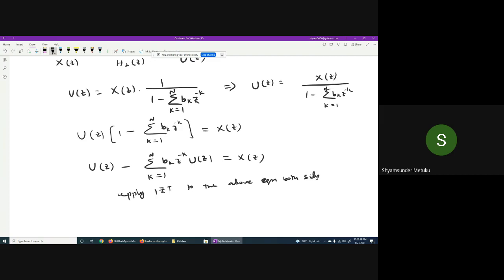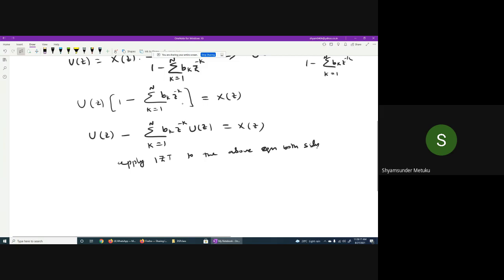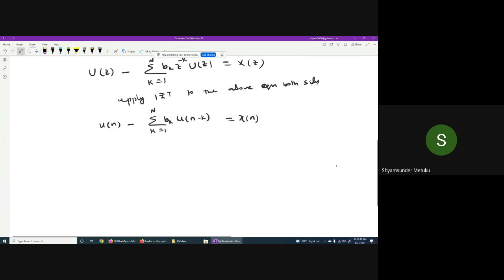So can you tell me what is U of z? Inverse Z transform: small u of n. Then summation k equal to 1 to capital N b_k z power minus k U of z gives u of n minus k. Very good. X of z inverse transform is x of n. Fine. Then, I'm interested in u of n, my output, which is equal to x of n plus summation k equal to 1 to capital N b_k u of n minus k.